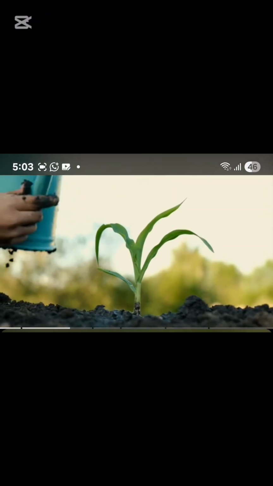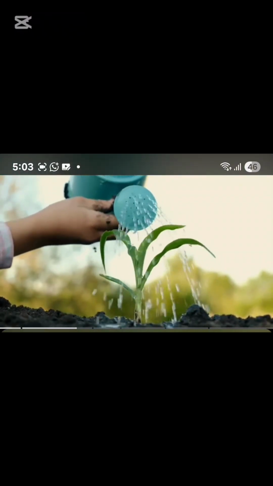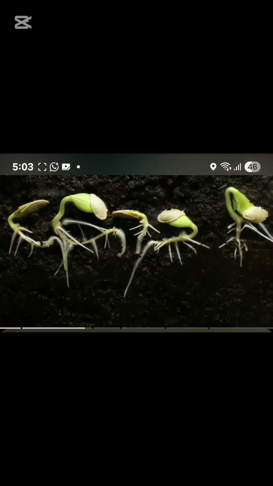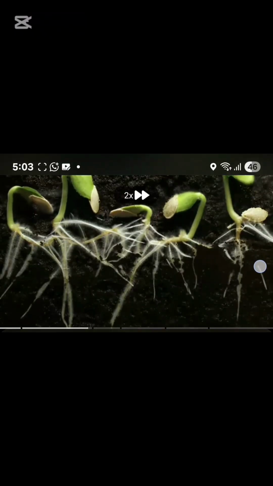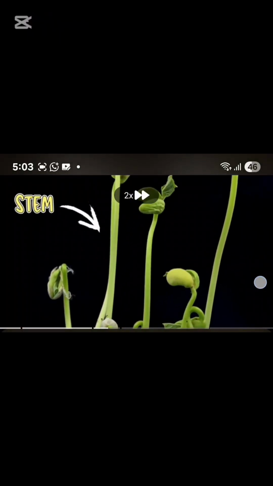Plants need water to survive because water helps to transport the nutrients from the soil to the rest of the plant. As the plant grows, it needs more water and nutrients to keep growing bigger and stronger. Next, the seed sprouts and a little stem pops up from the soil. The stem is like the plant's backbone, and it helps the plant stand up straight.